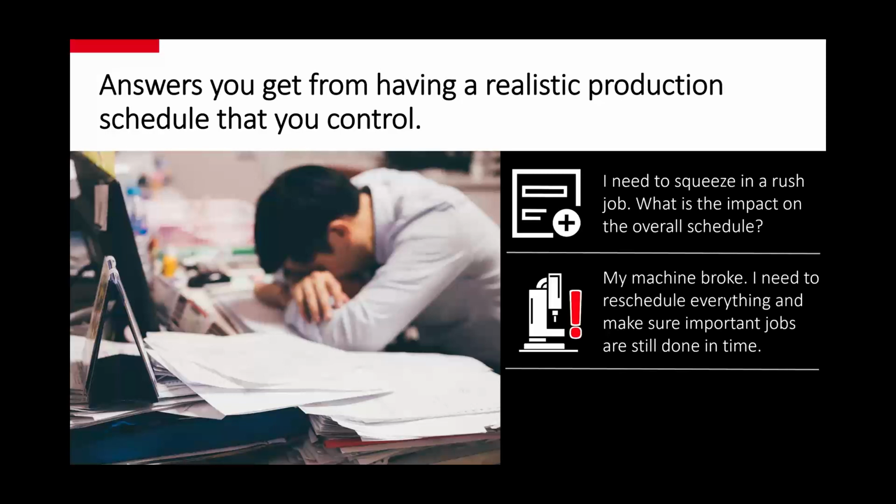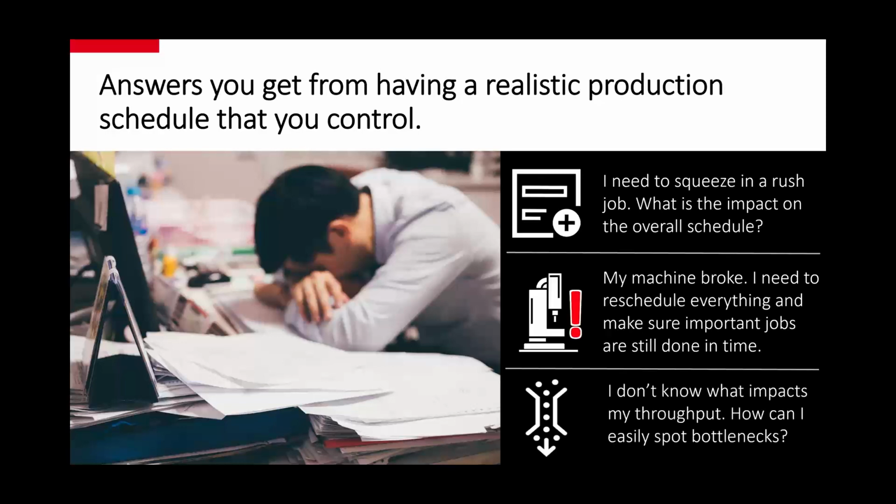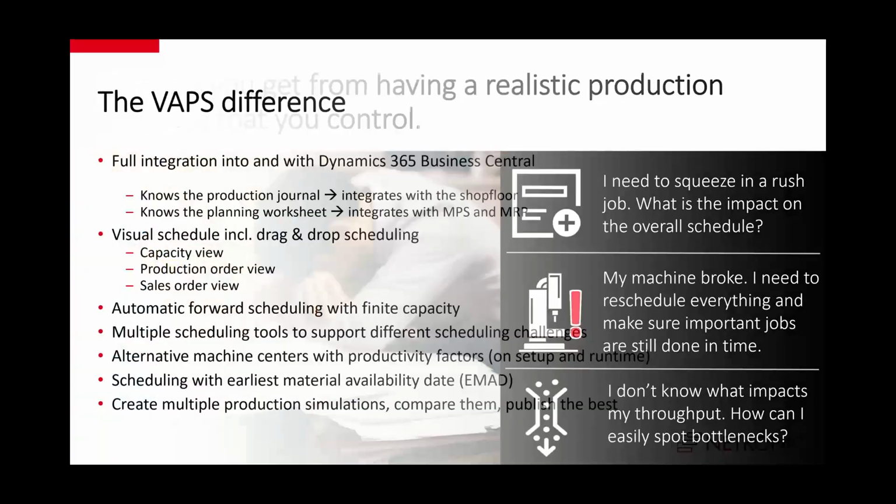Likewise, what if a machine breaks down and then you need to reschedule everything and you need to make sure that the important jobs are still done in time. You have to handle a lot of not connected data within Business Central, and with Visual Advanced Production Scheduling, you get an answer to this question quite fast. And likewise, if you don't know what impacts your throughput, then it's hard to make the right measures on the shop floor. So you want to easily spot bottlenecks, and this is also something that the VAPS helps with.